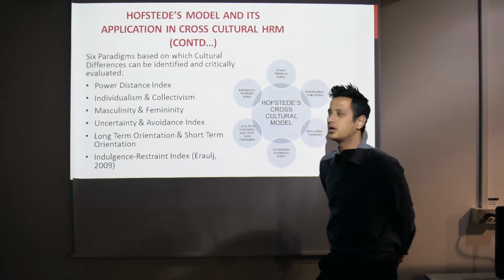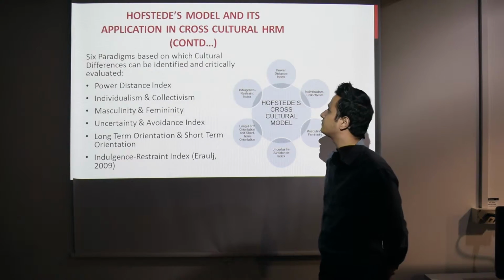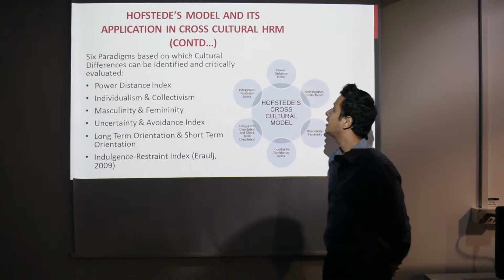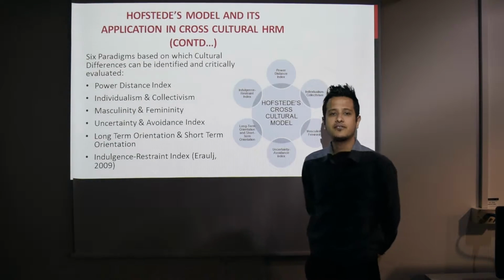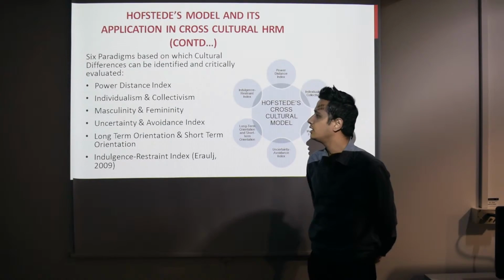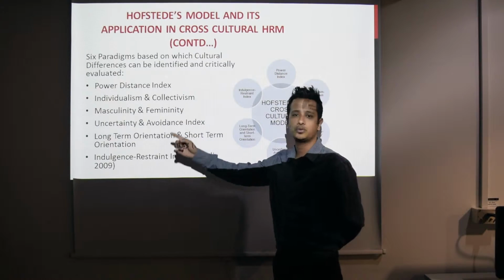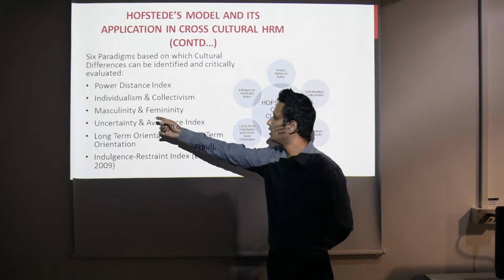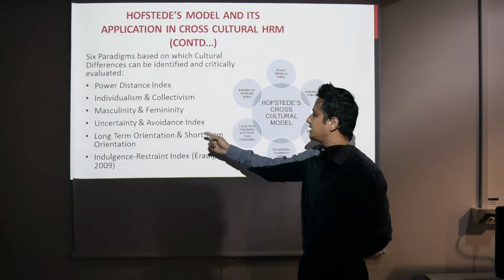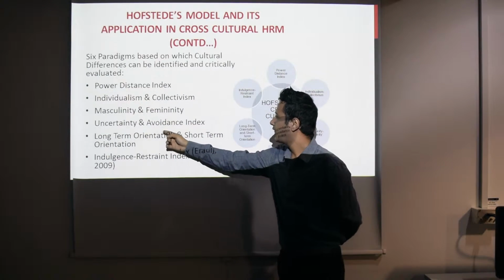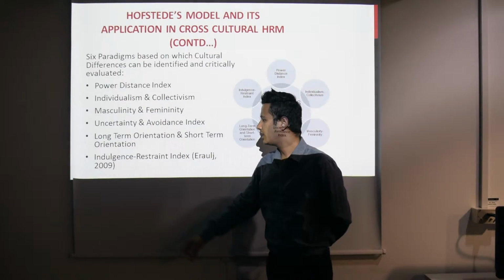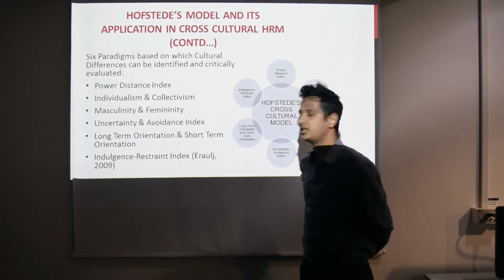Hello everyone, I'm Anmol and I'm here to talk about Hofstede's model and its application in cross-culture. Basically, we have six cultural differences that can be identified. First is the power distance index, which I'm going to explain to all of you. Then individualism and collectivism, masculinity and femininity, uncertainty avoidance index, long-term orientation and short-term orientation, and finally the indulgence-restraint index.